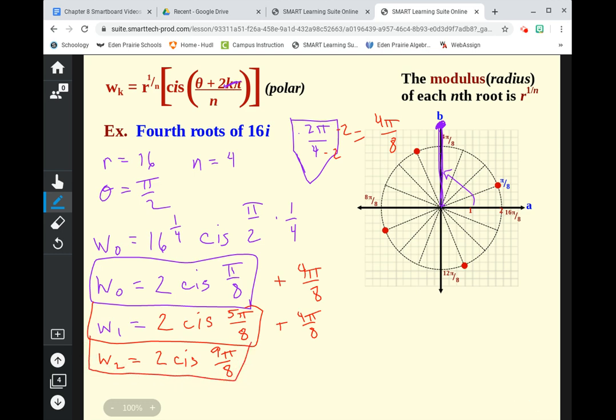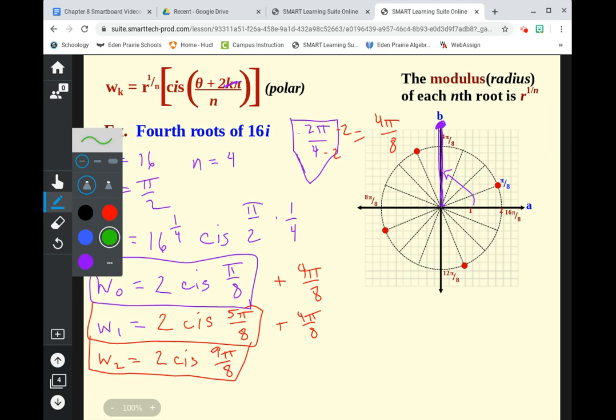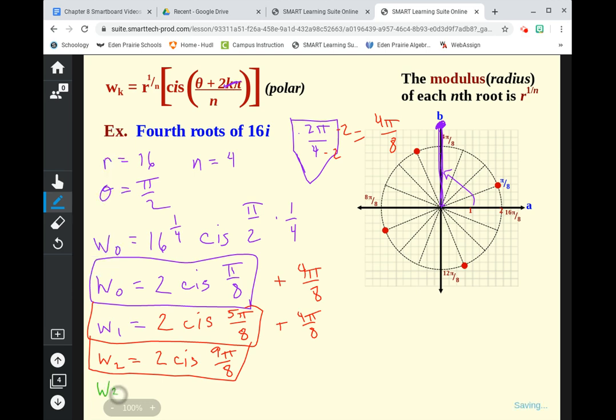Last but not least, W sub 3. W sub 3 equals 2 CIS. Again, add 4 pi over 8, my home plate. That gives me 13 pi over 8. And there are my 4 answers.